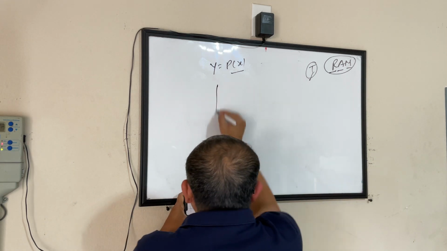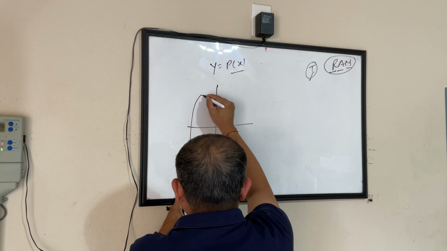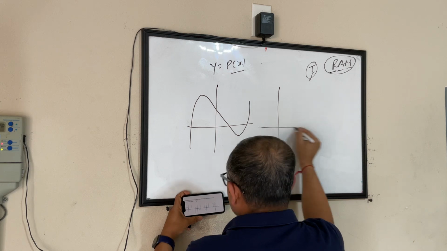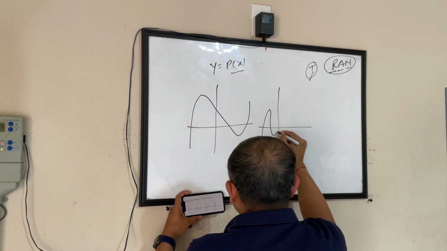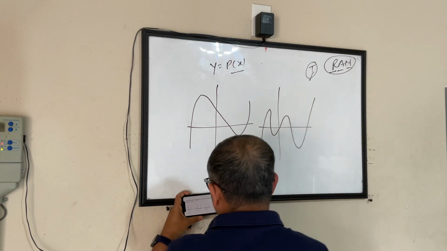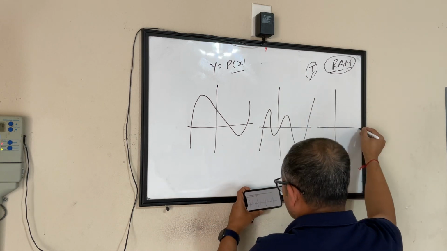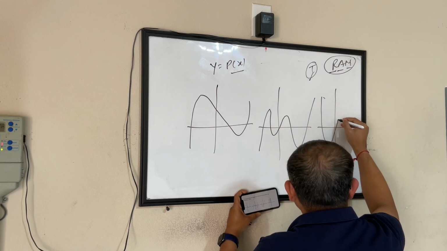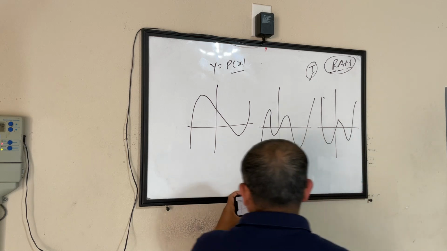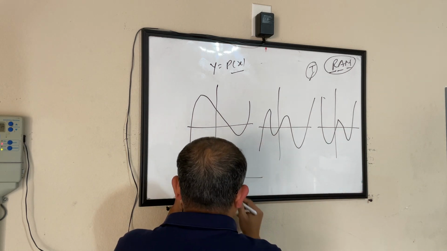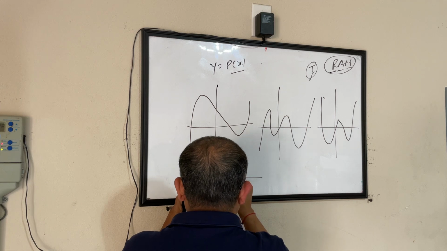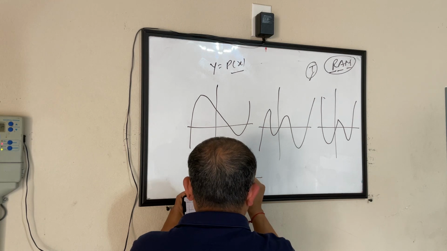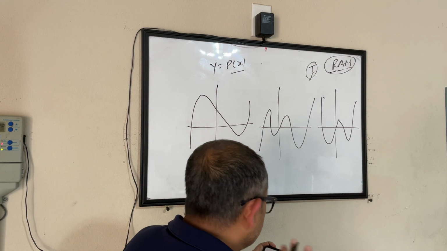What we have is 4 graphs given. This is one graph. Second graph is this one. Third graph is this one. And interestingly, there is no value given also. And then this one. Okay, so these are the 4 graphs given.